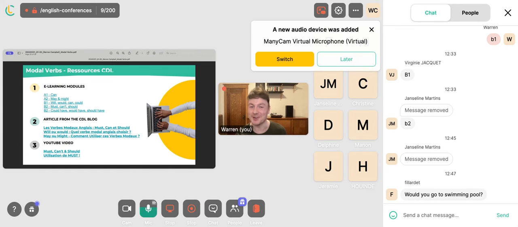Okay, so I did tell you there's going to be a lot of examples of modal verbs in today's conference. Quite difficult to condense everything to 30 minutes. So we have some e-learning modules available. As you can see here, they range from A1 level to A2. You can take a look at them, try the exercises, let us know how you get on with them. We also have some articles available on our blog as well, and we also have a YouTube video too.